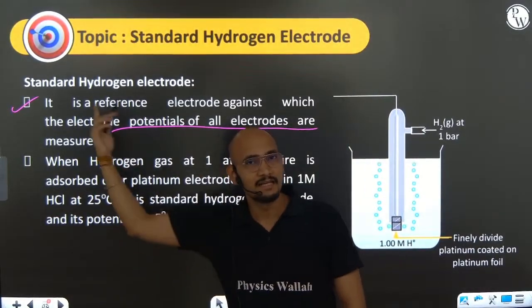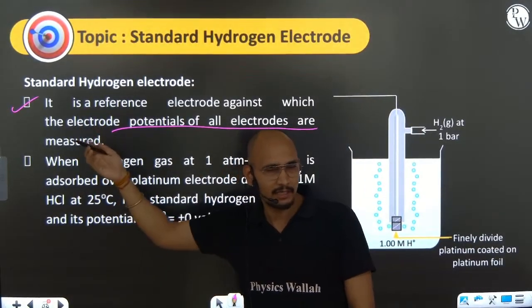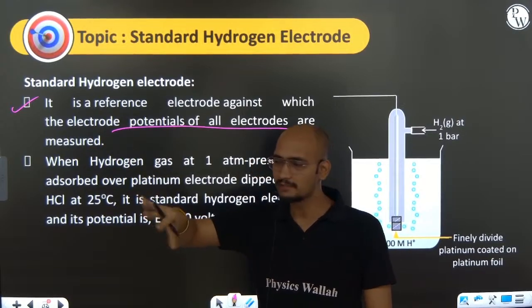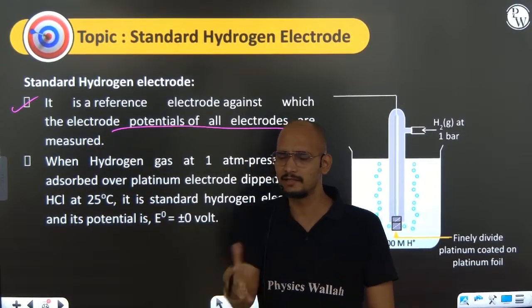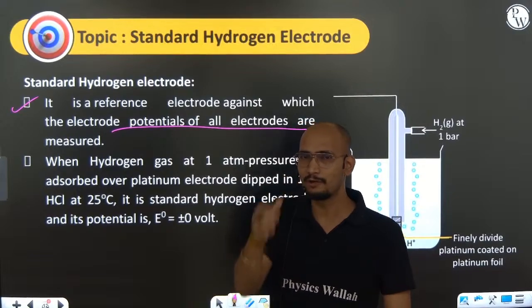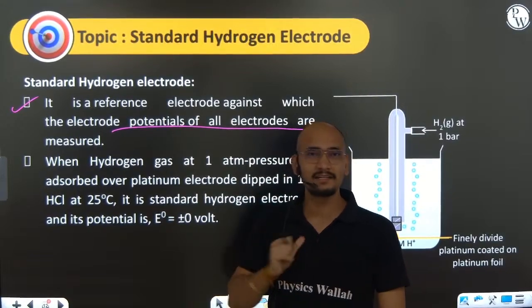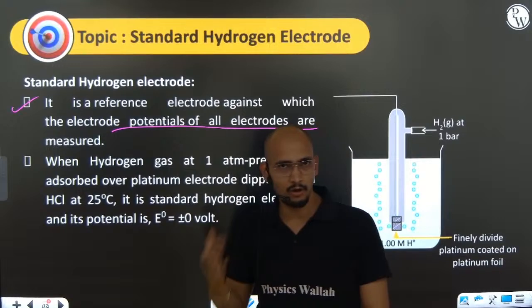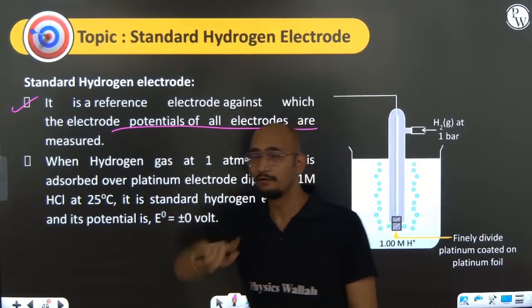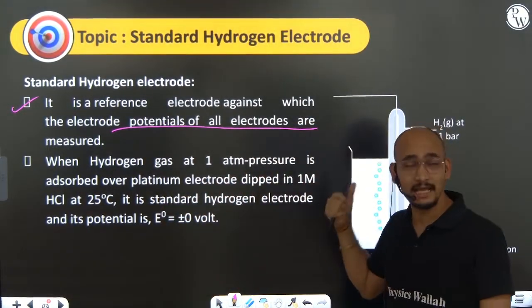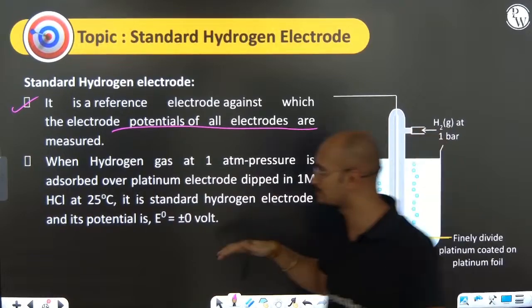So whatever we have written, reduction potential or oxidation potential, they are standard. In the standard condition, you try to find out for different substances, that is called standard reduction potential or standard oxidation potential, and it is found out with respect to SHE, that is standard hydrogen electrode.